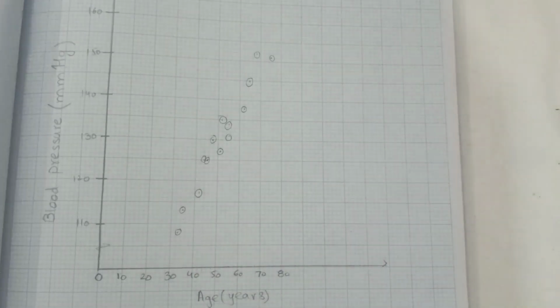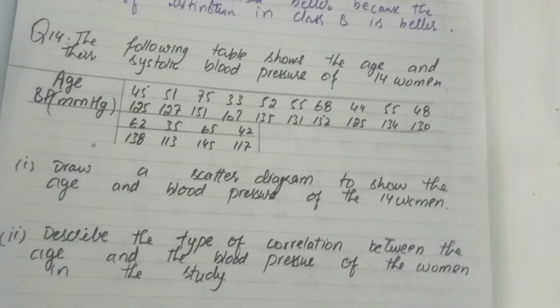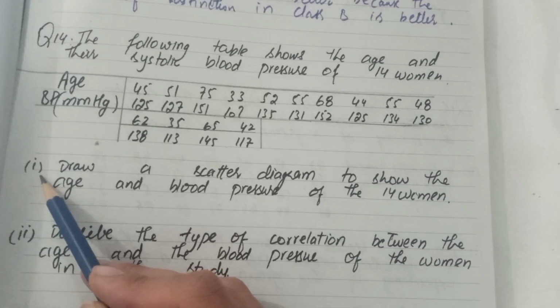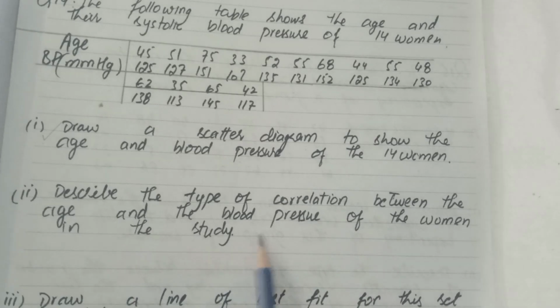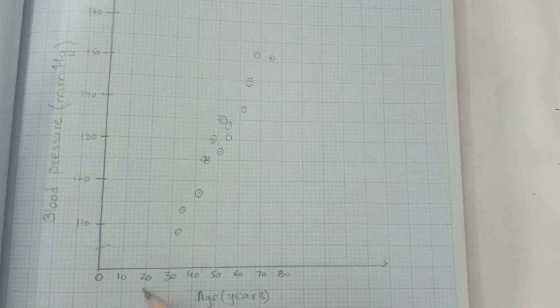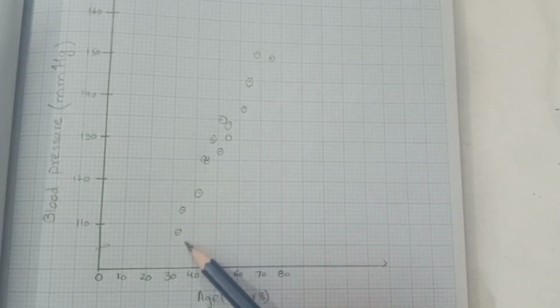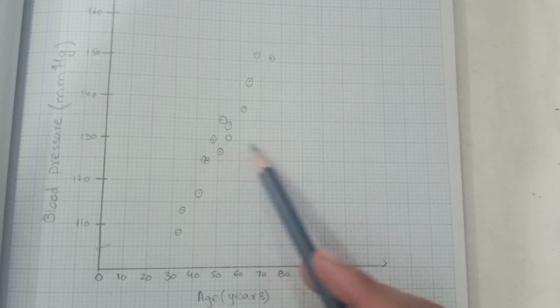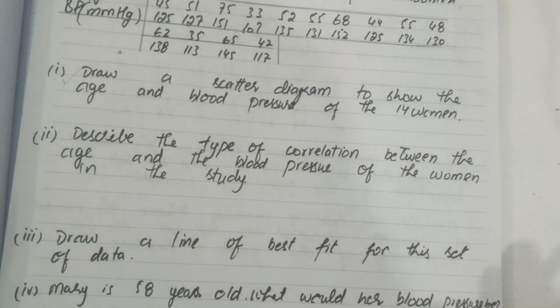Now the scatter diagram is completed. All the variables which are provided to us I have drawn on the graph paper. Now part number 1 is done. And part number 2, describe the type of correlation between the age and the blood pressure of a woman in a study. If we see the scatter diagram, it is positive, it is rising, and we see that the points are very close to one another. That's why it is the positive correlation, and it is strong positive correlation.